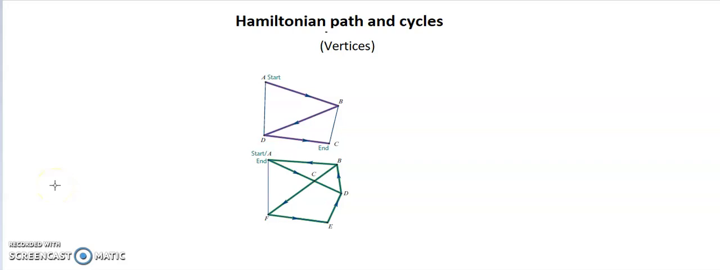We are going to be working on the Hamiltonian path and cycles. Now, unlike the Eulerian, we are thinking about the vertices, which the Hamiltonian focuses on going through every single vertex. So, in the first one, we are starting off at A and going to B, to D, and to C. In this case, we call this a Hamiltonian path because it's only going through every single vertex once, and the start and finish points are not the same.